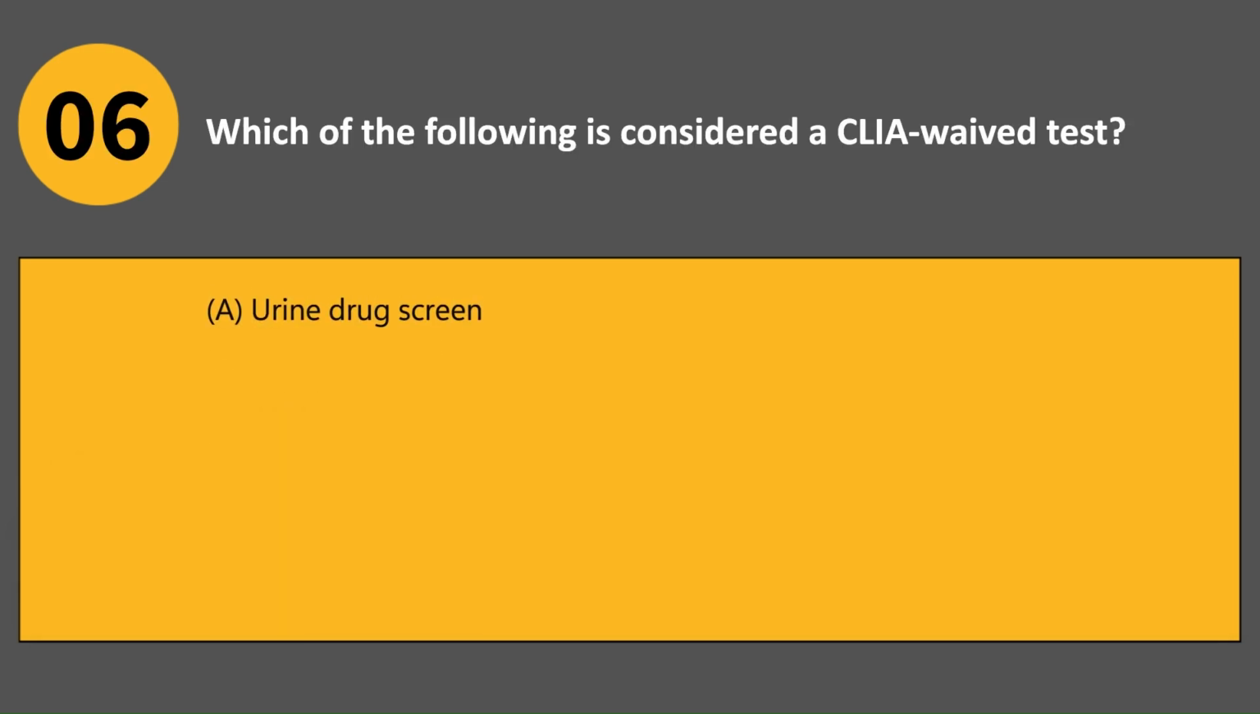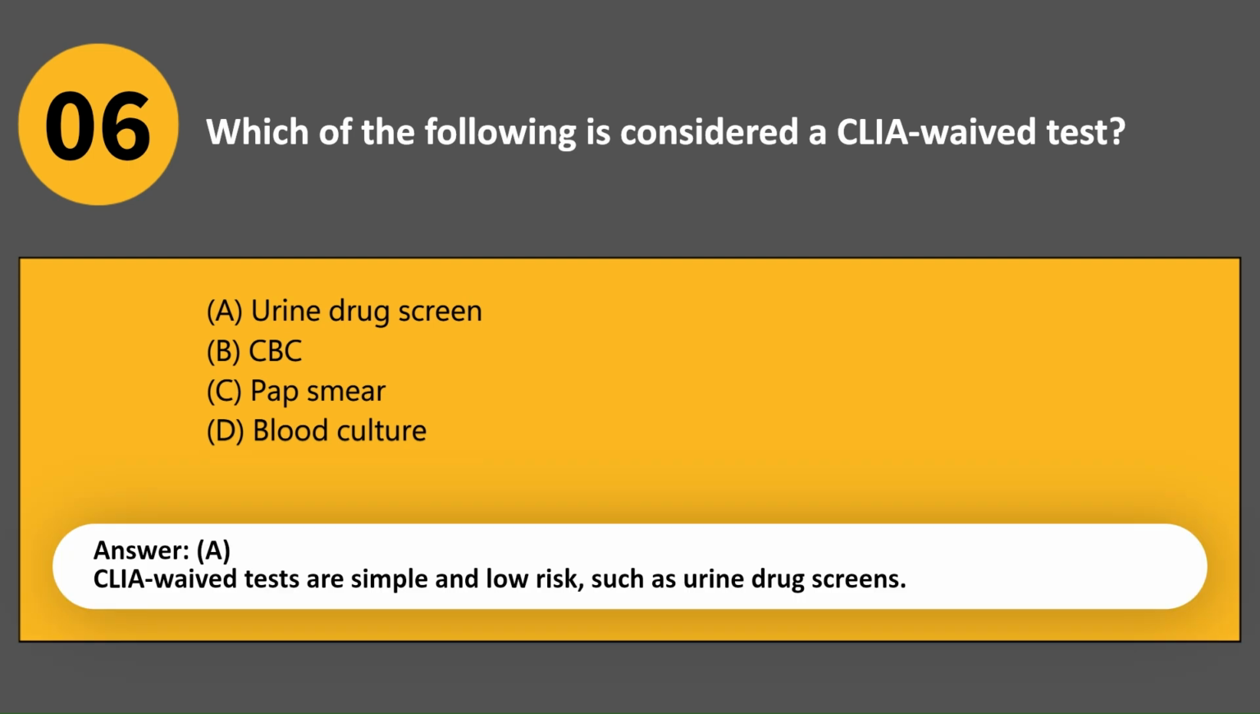Which of the following is considered a CLIA waived test? A. Urine drug screen. B. CBC. C. Pap smear. D. Blood culture. Answer, A. CLIA waived tests are simple and low risk, such as urine drug screens.